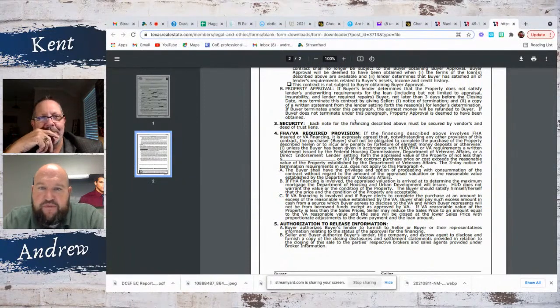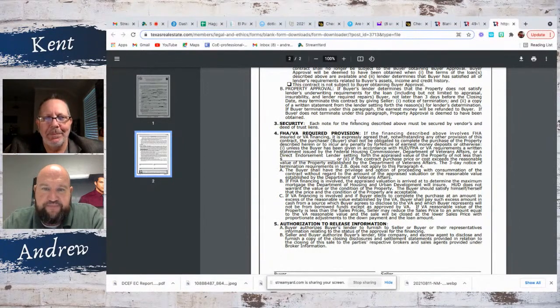If the financing described above involves FHA insured or VA financing, it's expressly agreed that notwithstanding any other provisions of this contract, the purchaser, buyer, shall not be obligated to complete the purchase of the property described herein or to incur any penalty by forfeiture of earnest money deposits or otherwise, unless the buyer has been given, in accordance with HUD-FHA or VA requirements, a written statement issued by the Federal Housing Commissioner, Department of Veterans Affairs, or direct endorsement letters setting forth the appraisal value of the property of not less than blank dollars. Normally, again, you're going to put the sales price in there as the appraisal value. If it does not appraise, you do not have to buy the property. This is kind of the get out of jail free card for FHA VA, saying it's got to appraise.